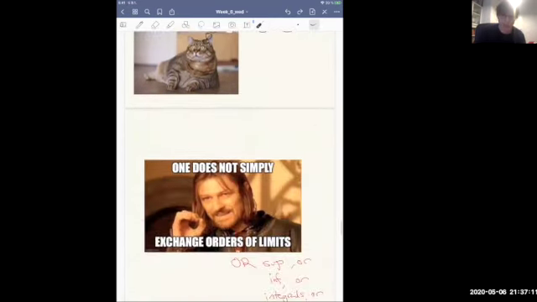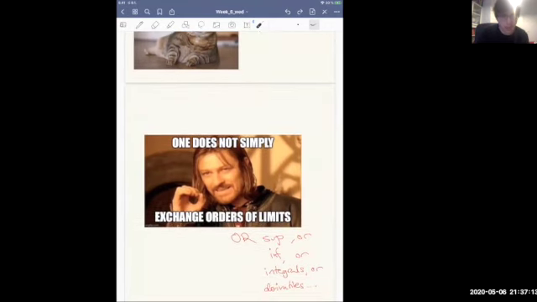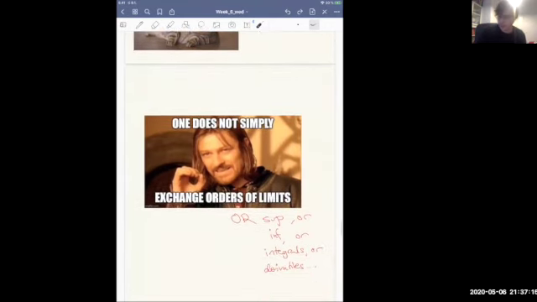And what you should think of is that there are lots of similarly defined notions: limits, sups, infs, integrals, and derivatives. And a lot of them involve this subtle epsilon delta type of definition. And you cannot just change the order of them at will. One does not simply exchange the order of limits. You have to be careful when you do that.